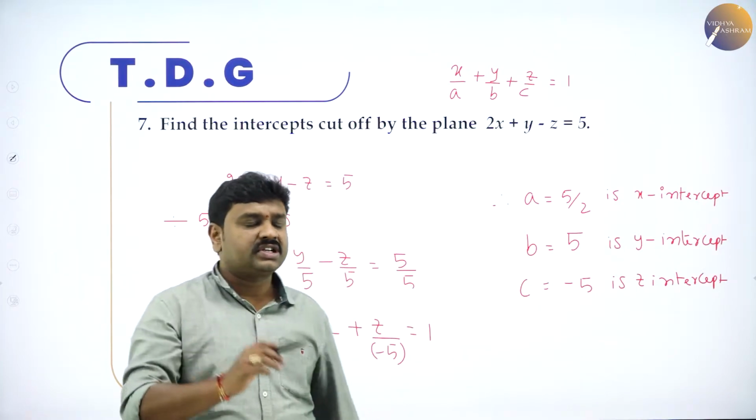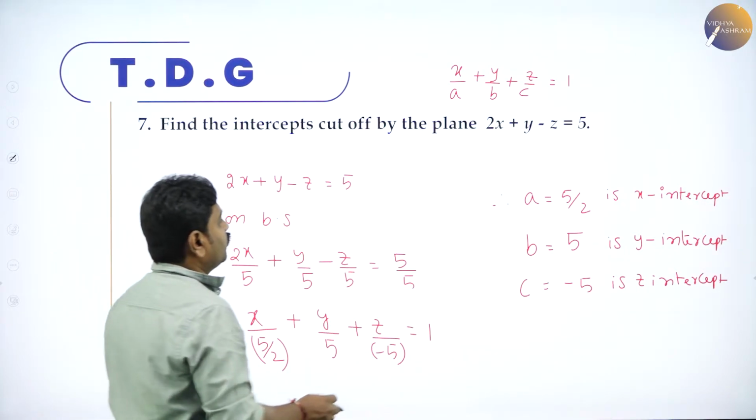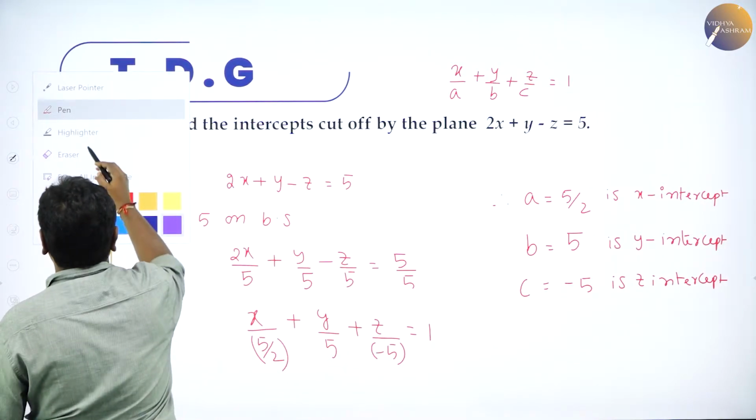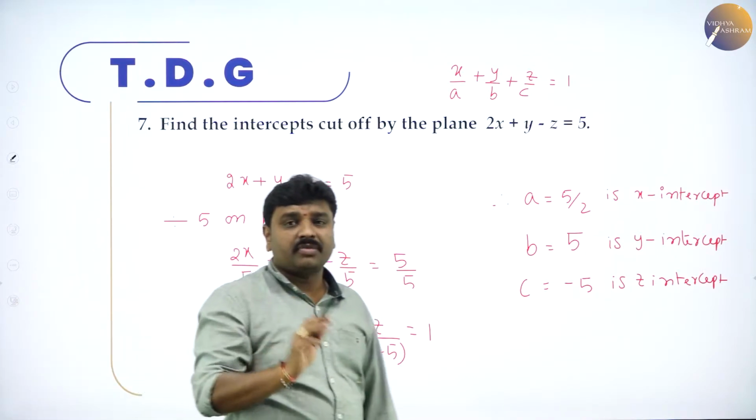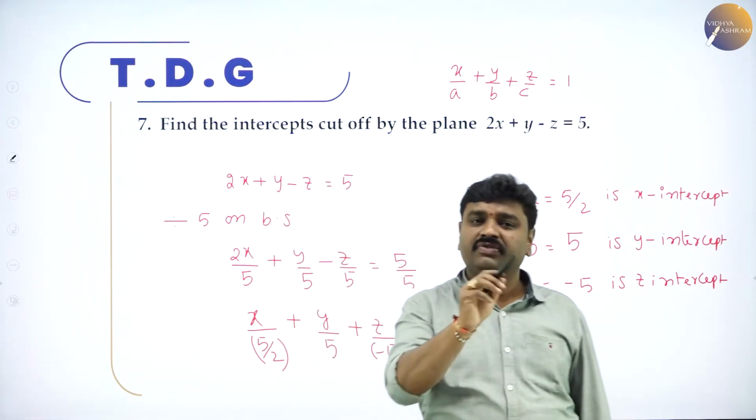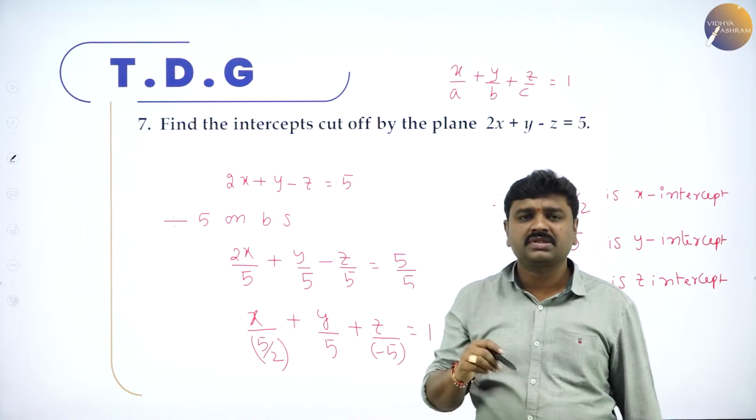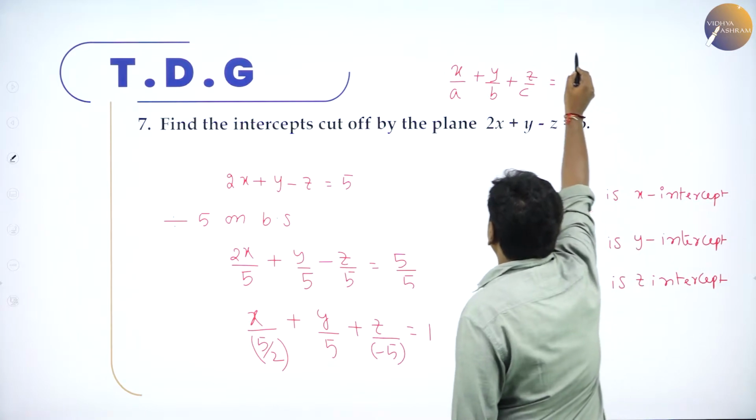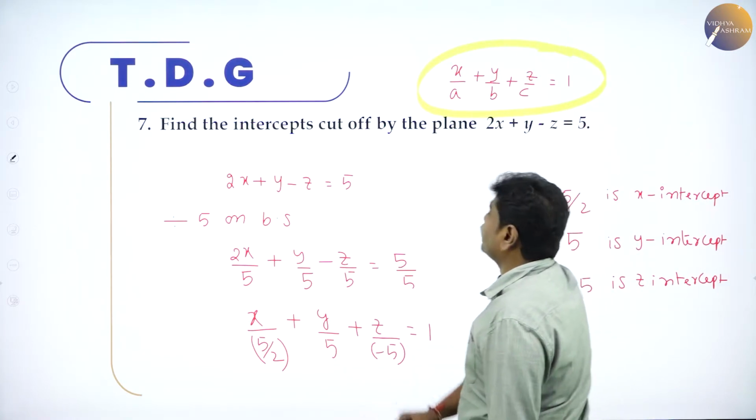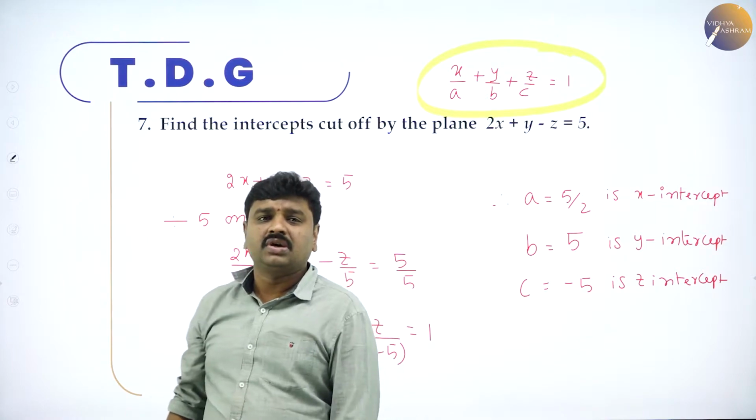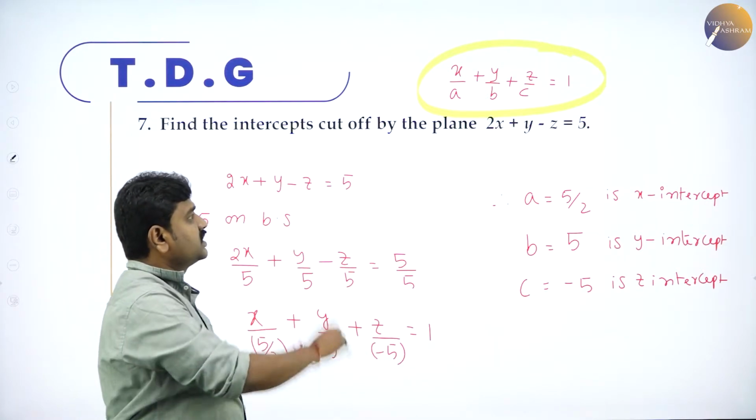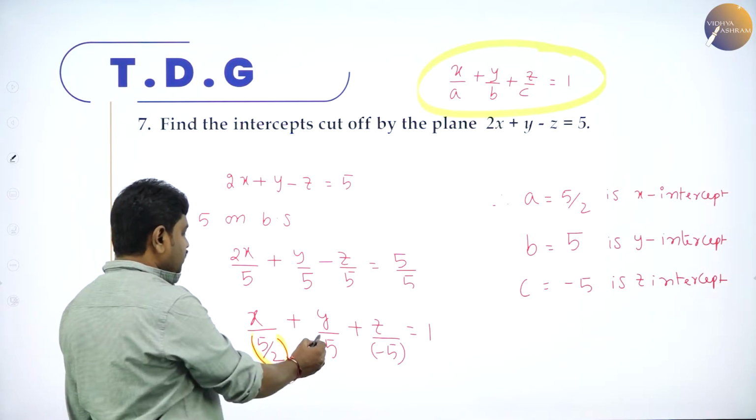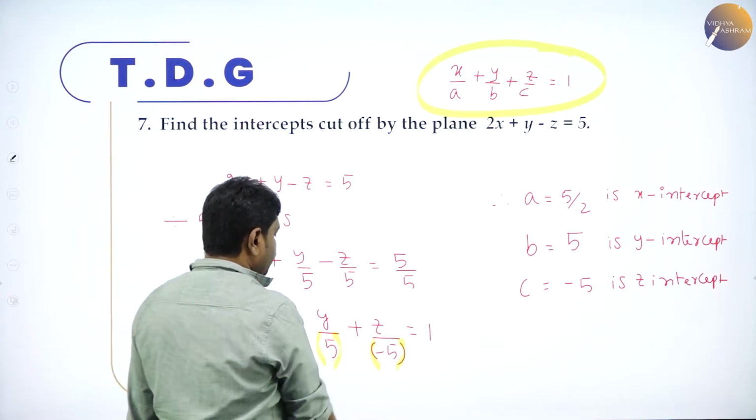If you want to find the intercept, first you have to write it in what form? Ax plus by plus cz form. So dear students, please remember, intercept form of plane is a compulsory question in your board exam for 1 mark. If you see the past model papers, many questions have appeared on intercept form. So first you become thorough with the intercept form of plane. What is the intercept form of plane? x by a plus y by b plus z by c equal to 1. So now compare it. In the place of a, we have 5 by 2. In the place of b, we have 5. In the place of c, we have minus 5.